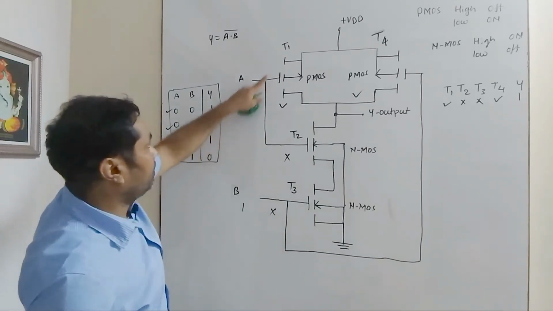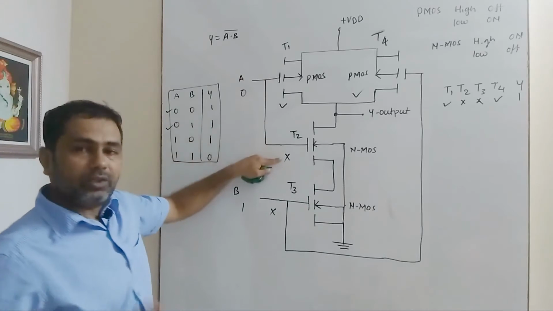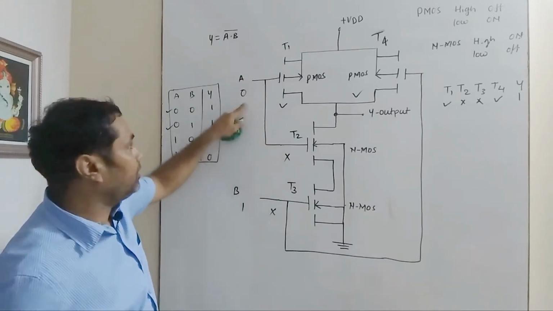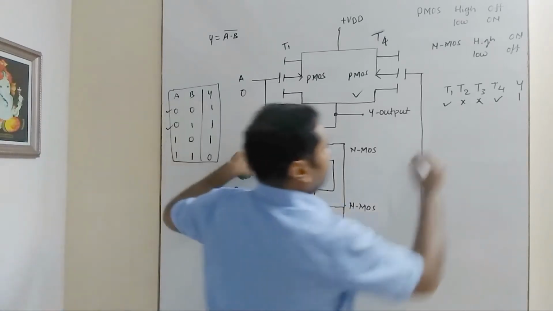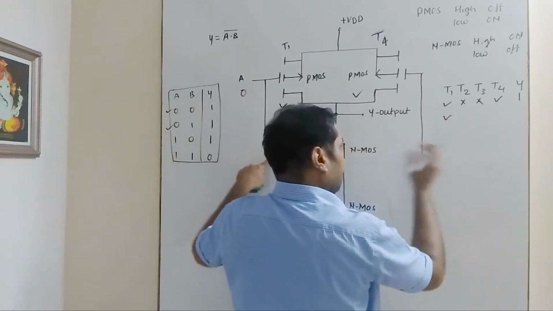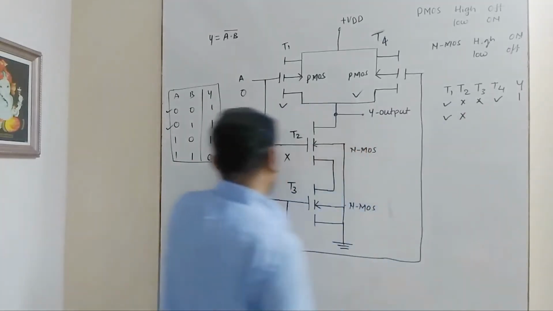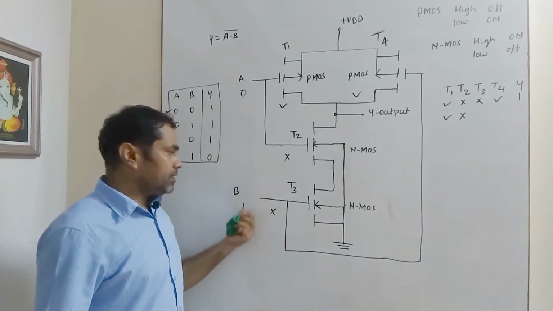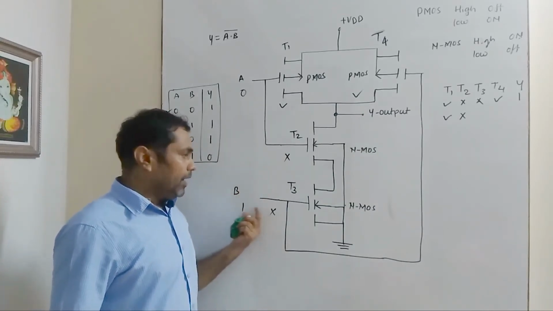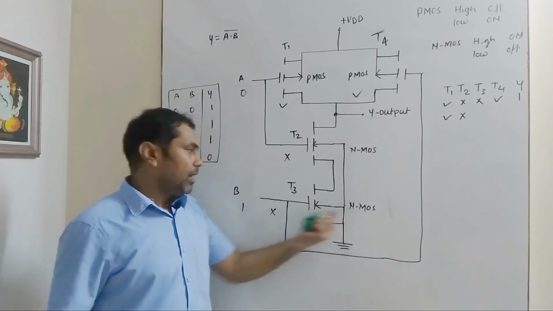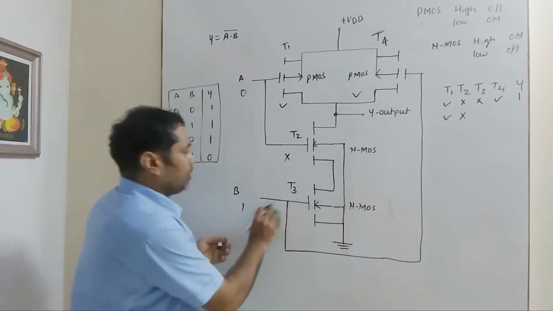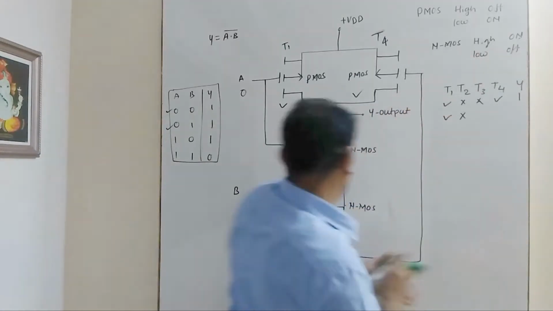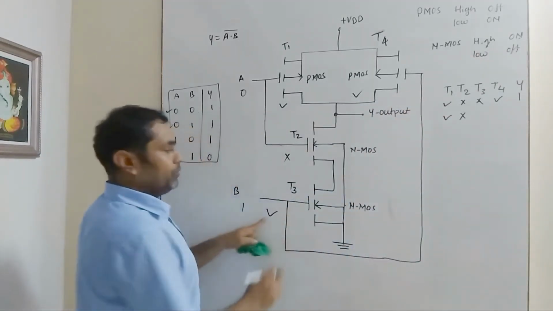So for A, which is 0, T1 and T2 conditions will remain as they are because we have not changed any input condition at A. So T1 will remain on and T2 will remain off. Now the conditions are changed for T3. T3, the B terminal, is connected to logic 1, logic high, and logic high is given to the NMOS. And if logic high is given to the NMOS, what is happening? Logic high to NMOS, it will turn on. So transistor T3 will turn on.